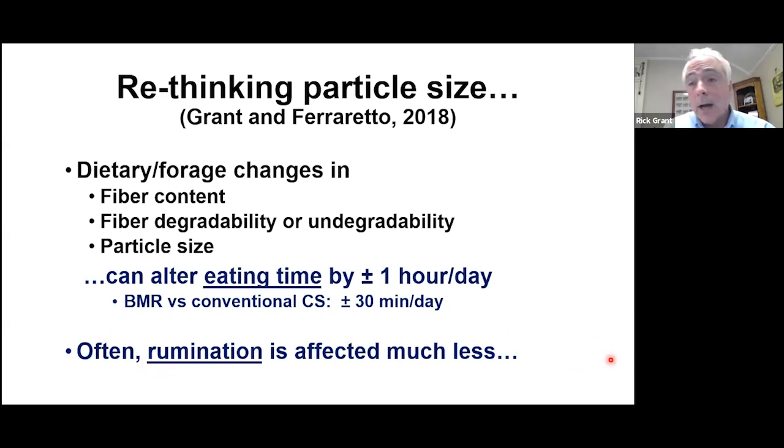Multiple studies have shown that by changing these fiber characteristics. And in fact, the topic for the day, just looking at brown midrib versus conventional, when people have done one-to-one replacements, that change in digestibility, degradability of the NDF can give you plus or minus 30 minutes a day eating time. The cows can process the more digestible BMR faster at the bunk. They can eat it faster, and oftentimes rumination is affected less. It's not unaffected, but it's affected less in some of these studies.